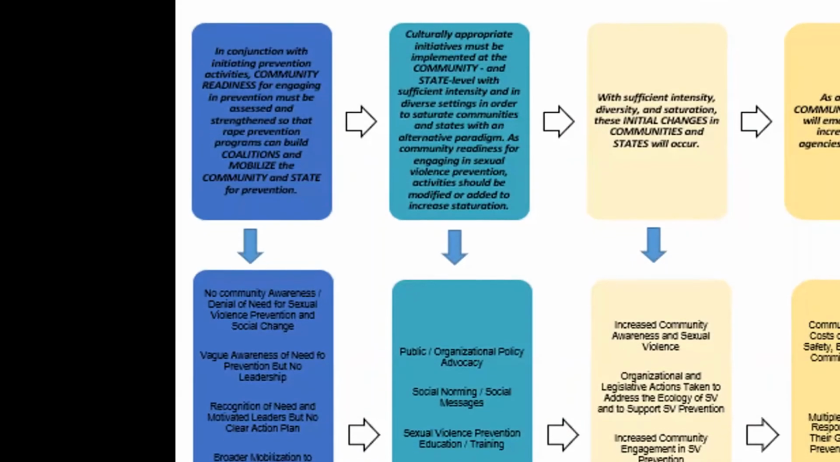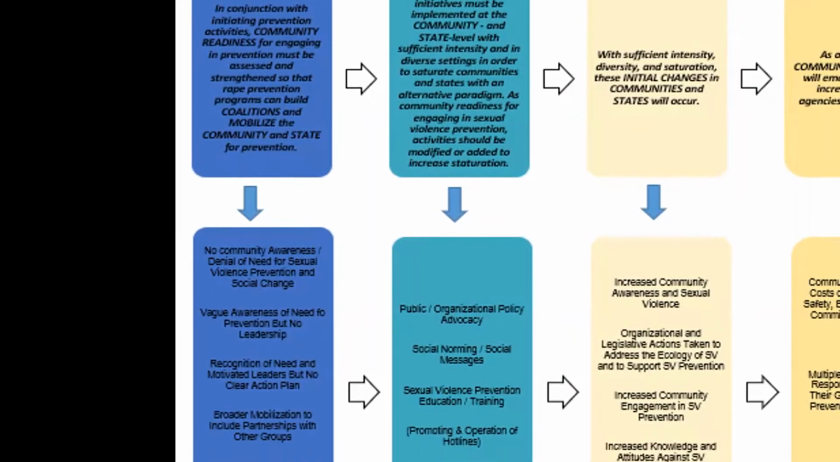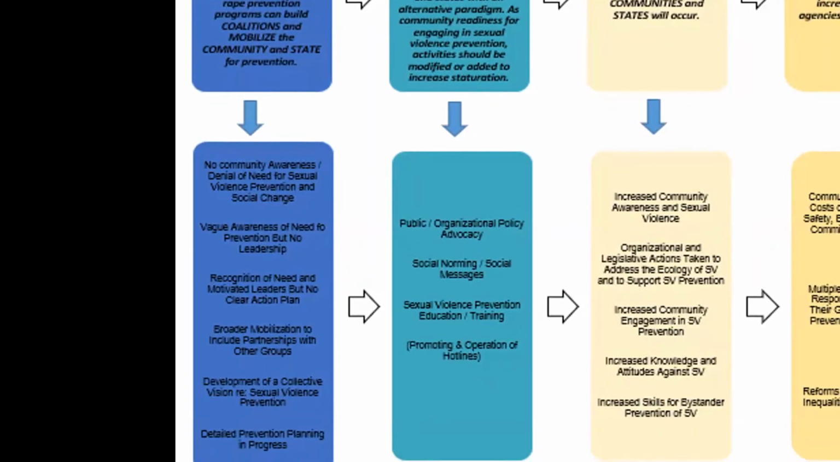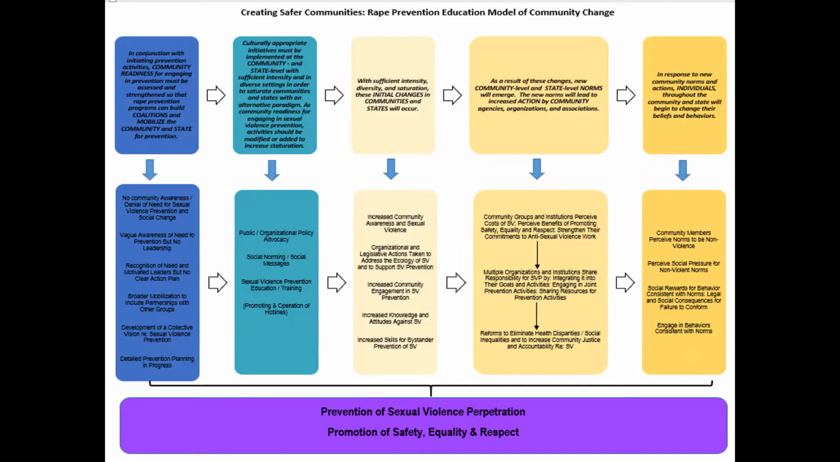If you notice in the far left, in the blue, you have the community readiness component of engaging in sexual violence prevention. This component is what we have called in the past capacity building and coalition building, and now we are expanding to the term community mobilization. In the bottom of the blue column, you have the various levels of readiness that can be used to determine activities to match and build readiness for community mobilization.